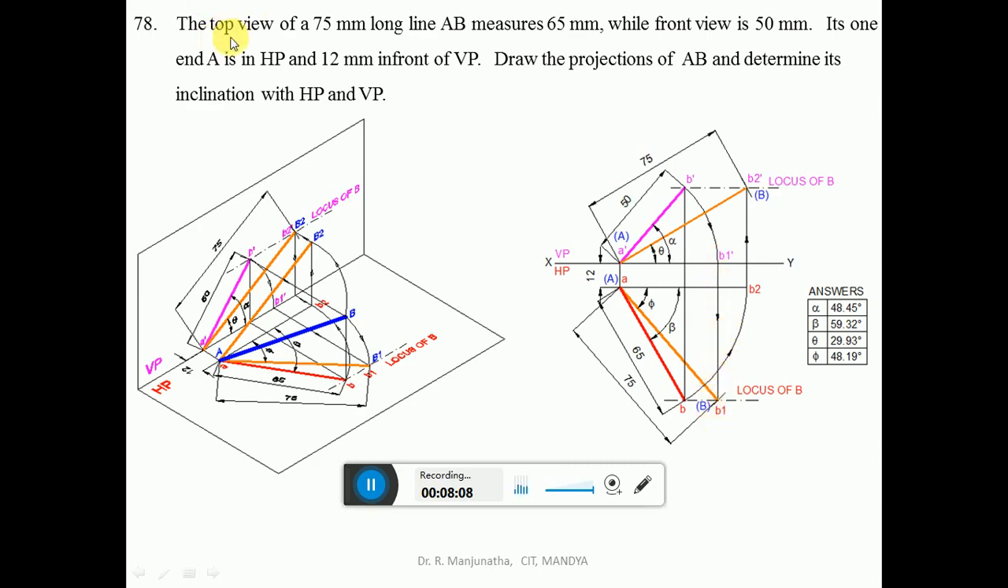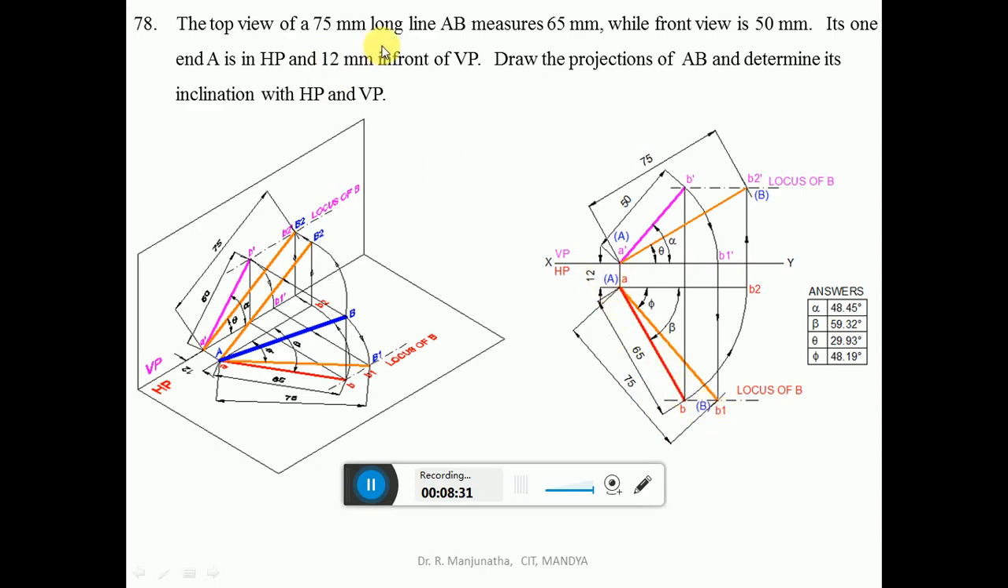Since we know the true length is 75, with A as center, take the radius of 75, cut on the vertical projector so that you are going to get this point B1. So once you get this point B1, now you have got the locus of B in the top view. Indicate that by means of a dashed line. Since this A dash B1 dash is the line which is parallel to HP, you are getting the true length. So you are going to mark this as capital A and capital B.